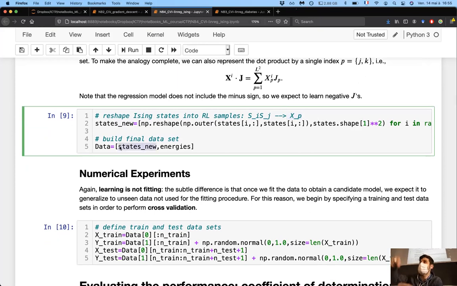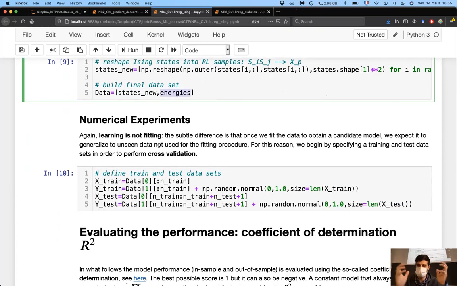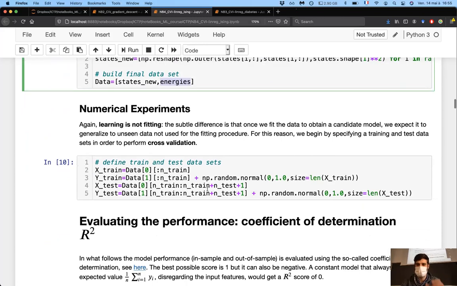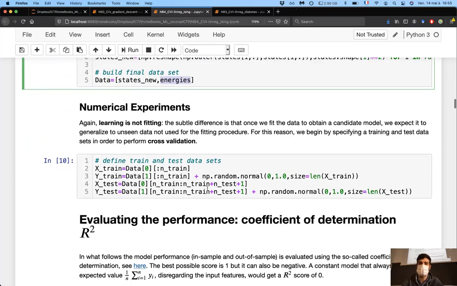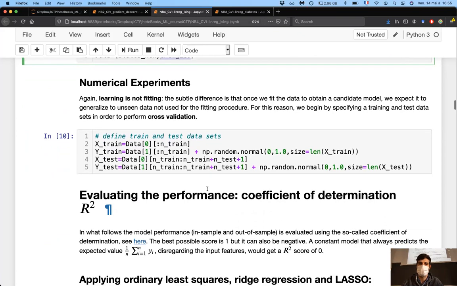It's these vectorized configurations and the associated energies. If it goes a bit fast, just grasp the idea and then think again about it at home.